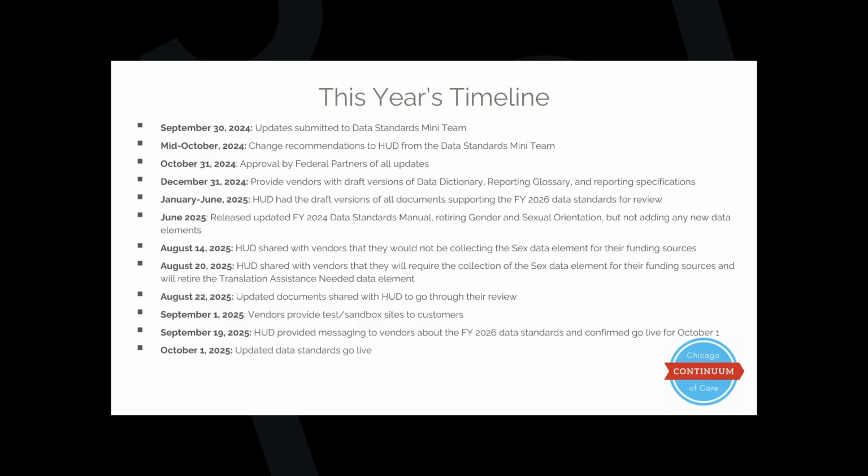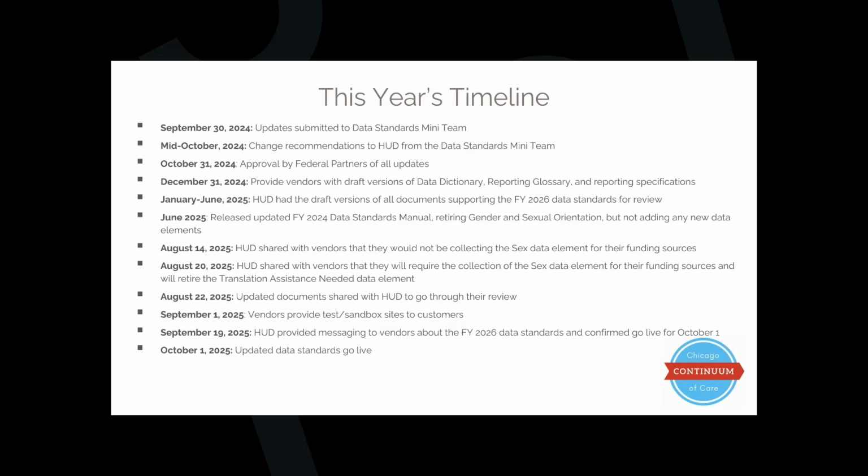December 31st of 2024, again, vendors were provided a draft version of the data dictionary, reporting glossary, and reporting specifications. And between January and June of 2025, HUD had a draft version of all documents supporting the fiscal year 2026 data standards for review. So typically, again, in April, those standards would be available on the HUD Exchange, and vendors would have already had those final versions to begin preparation.